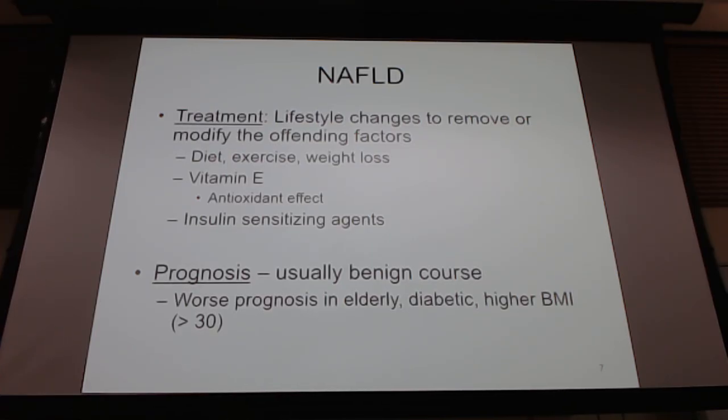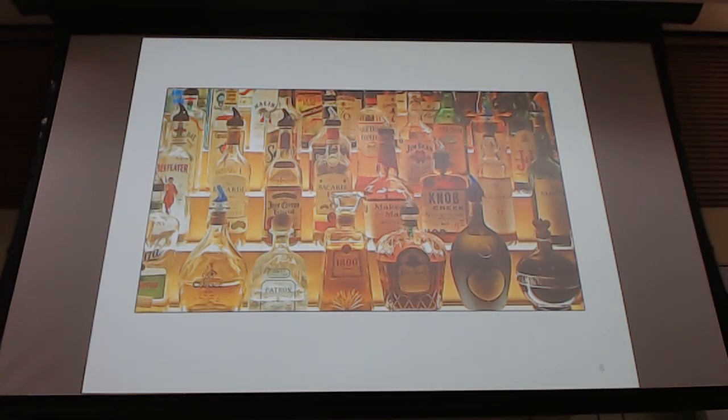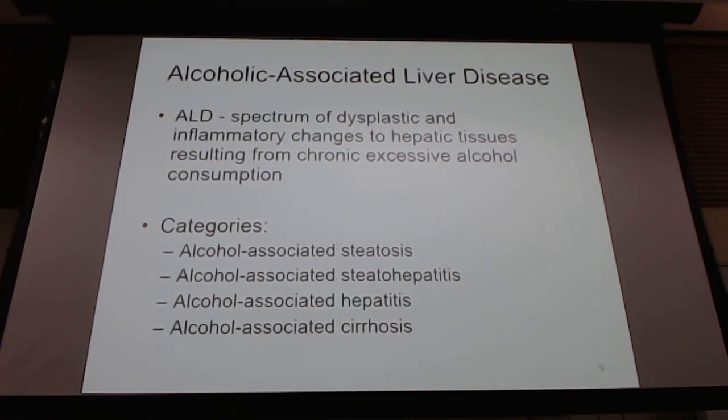But we'll get into the more exciting part, which is alcohol-associated liver disease. This causes dysplastic and inflammatory changes to tissues from chronic excessive consumption. Why? Because the liver is trying to clean out all the alcohol from the body. We have these 4 flavors that it progresses through, starting out initially with just some fattiness, then fattiness with inflammation, steatohepatitis, then full-on inflammation with hepatitis.